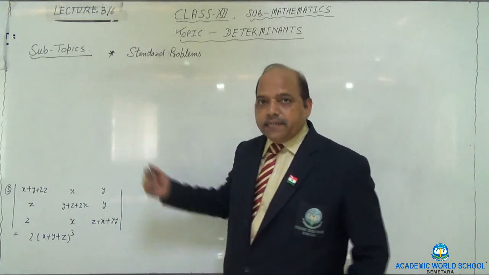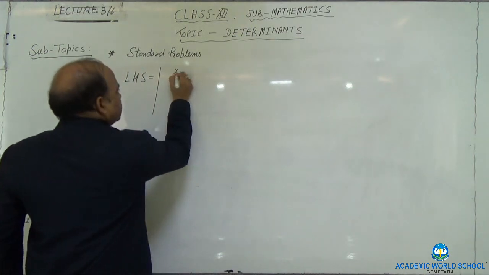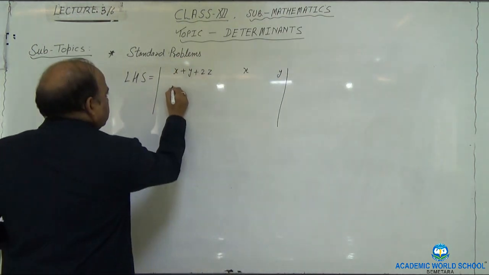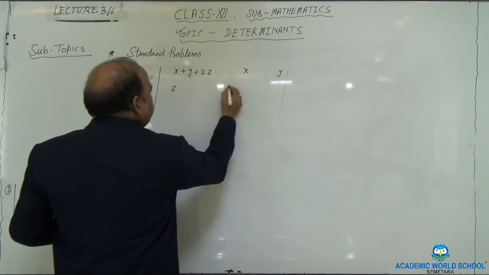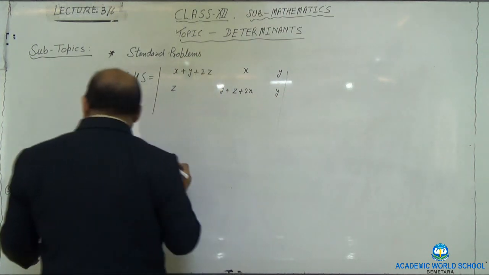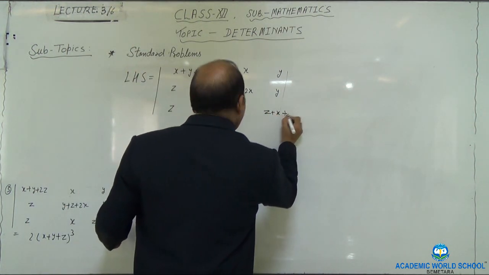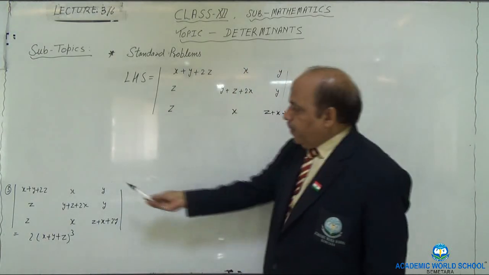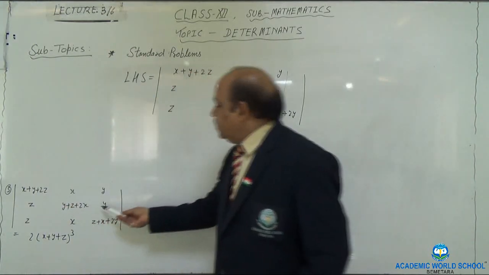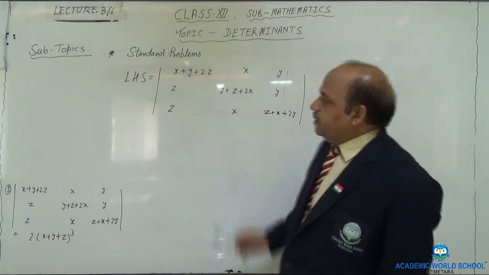So to prove it, first let's write down what our left hand side is. Our left hand side is the determinant: x plus y plus 2z, x, y, and then z, y plus z plus 2x, y, and then z, x, z plus x plus 2y. This is the question given.